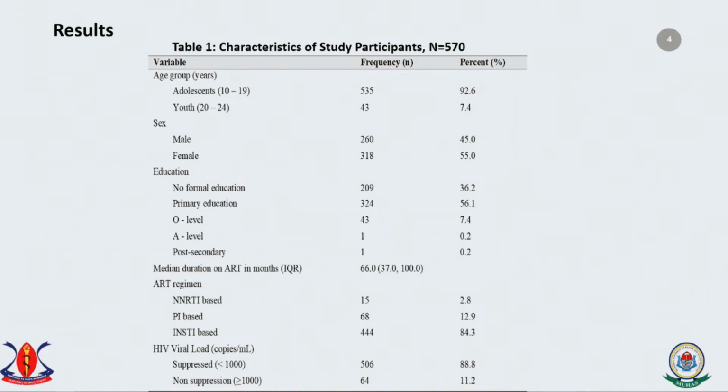So here in this table is showing the participants' characteristics. We'll see that we had predominance of adolescents who are 10 to 19 years, around 93%, and females, as we always hear. And the ART that were used, as I mentioned earlier, there was a transition from using the previous efavirenz-based regimen from the class NNRTI. We transitioned to dolutegravir, an integrase inhibitor. So majority of them, around 84%, were using INSTI-based regimen, and only 11.2% did not suppress at that time.